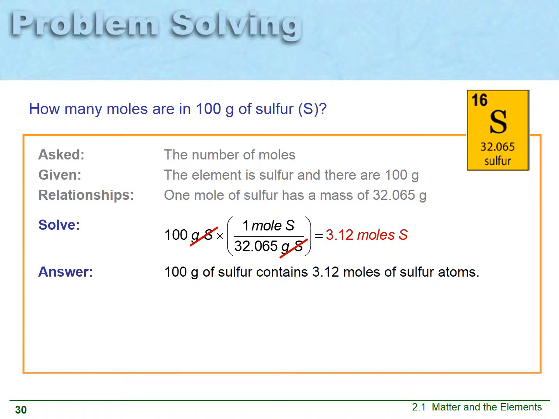We start by writing what we're starting with, or what we know, in this case 100 grams of sulfur. Then we'll use the atomic mass of sulfur to convert. We want to cancel grams, so we need grams on the bottom of our conversion factor. We put moles on the top of the conversion, and after doing the math, we end up with an answer of 3.12 moles of sulfur atoms.